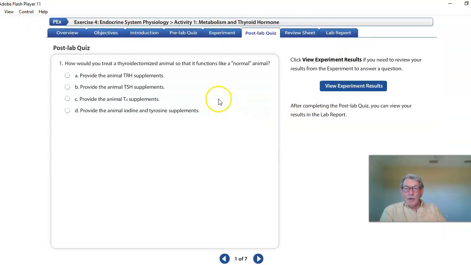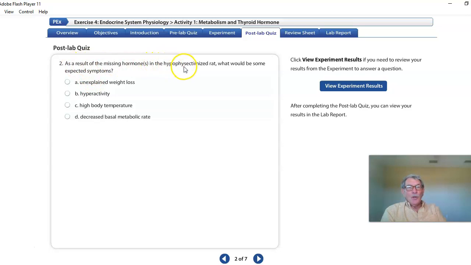Okay, now here's some other questions that can come along with this. How will you treat a thyroidectomized animal so it functions like a normal animal? It can't make thyroid hormones, so you better give it thyroid hormone. No, TRH isn't going to help. TRH would stimulate more TSH production, but TSH only causes the thyroid to work, and if you don't have a thyroid gland, you better give him T4 supplements. Iodine and tyrosine supplements won't do any good. Those would allow his thyroid to make more thyroid hormone, but he doesn't have a thyroid.